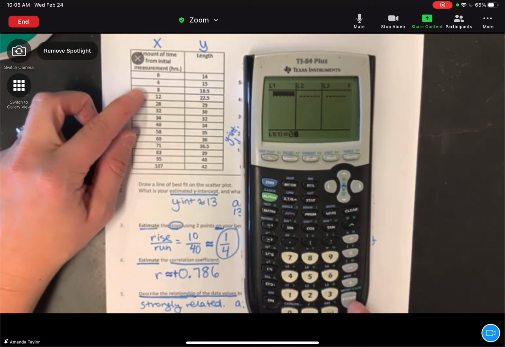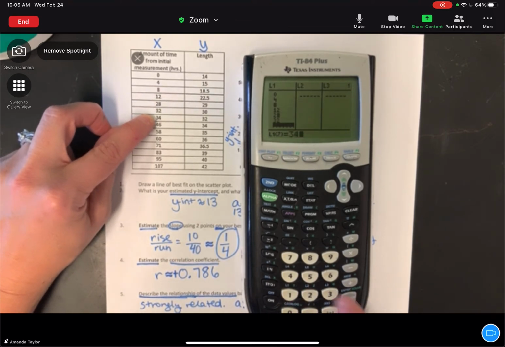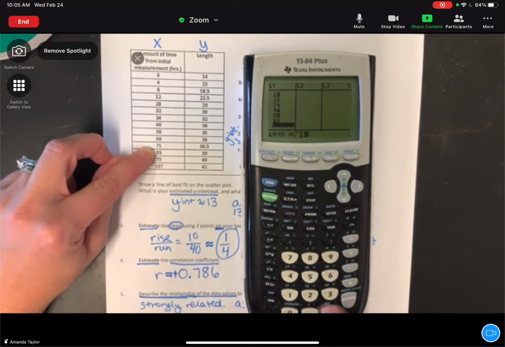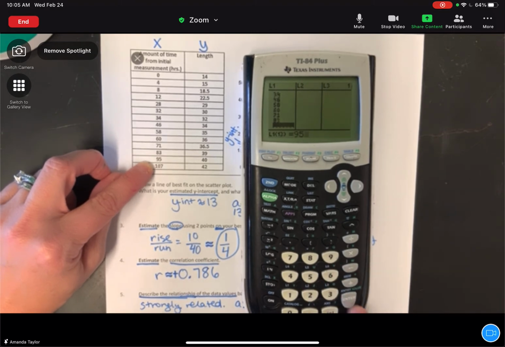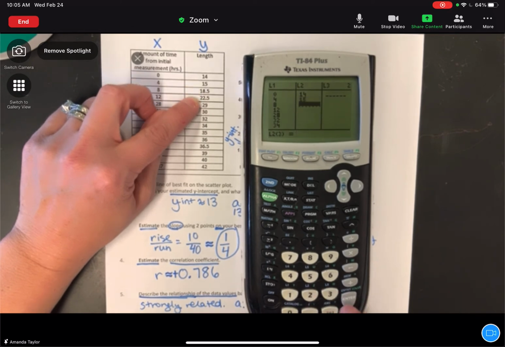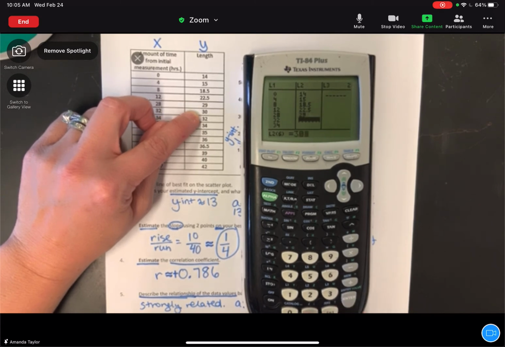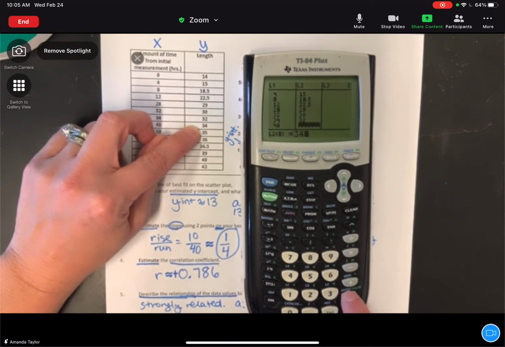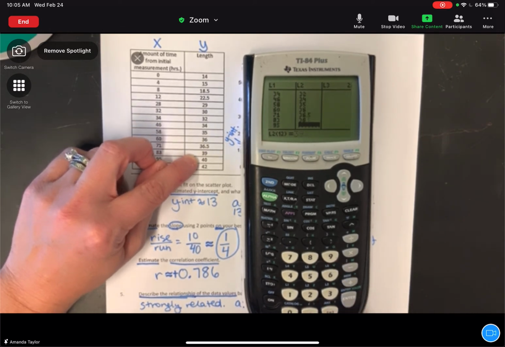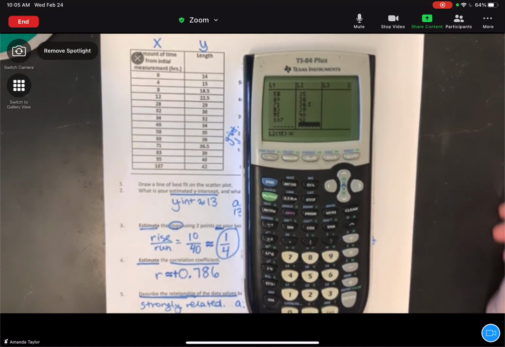All right, so let's see here. Oh gosh, these are so many numbers. 0, 4, 8, 28. 0.937 or 0.938. Okay, so I got all my data in.